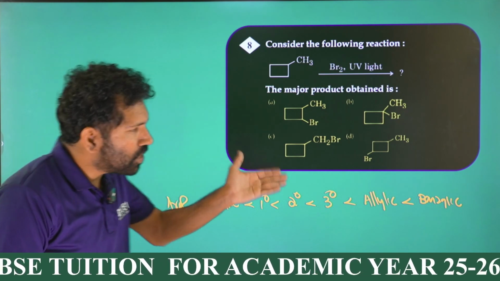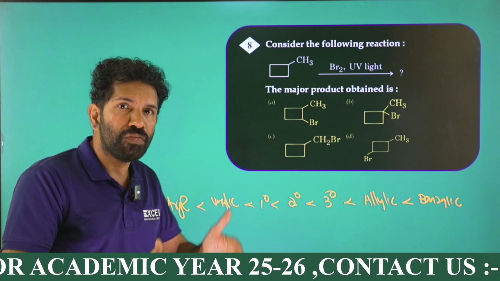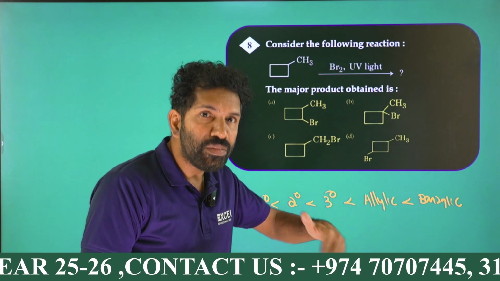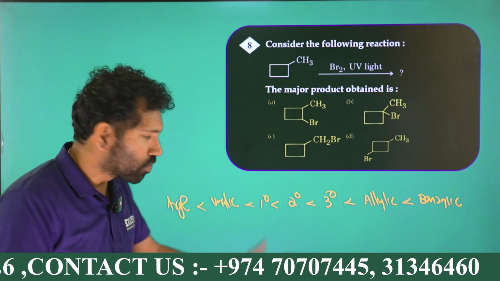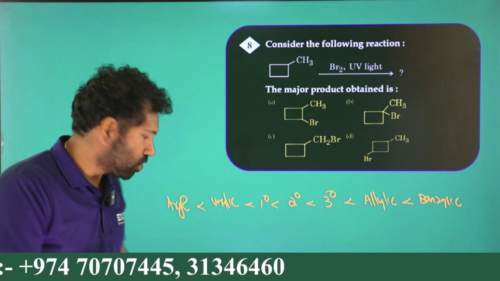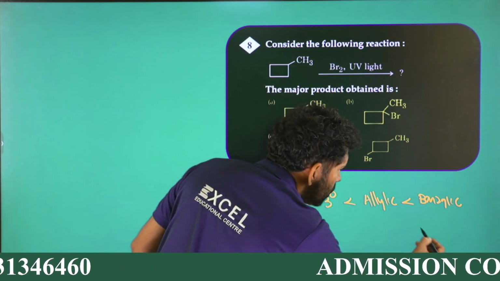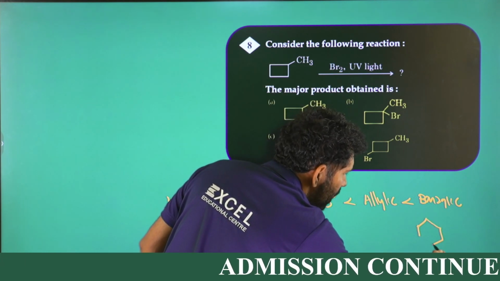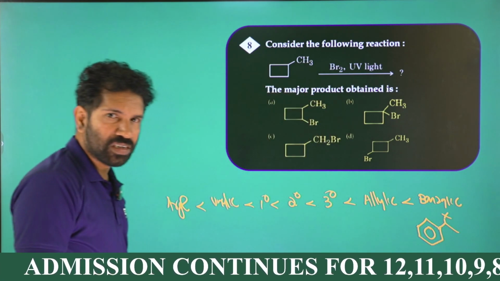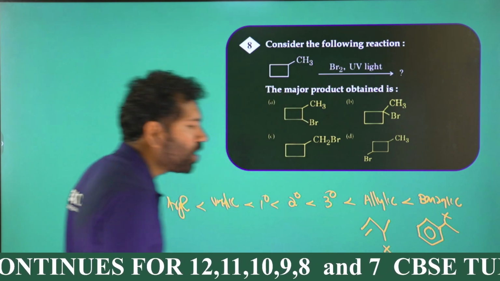So how are we predicting this order? This order is obtained by checking the stability of the free radical generated. Benzylic and allylic free radicals are stabilized by resonance. So benzylic halide will be the major product in free radical halogenation. What is benzylic halide, students? In benzylic halide, the halogen is connected to a single-bond carbon next to the benzene ring. In allylic halide, the halogen is connected to a single-bond carbon next to the double bond.